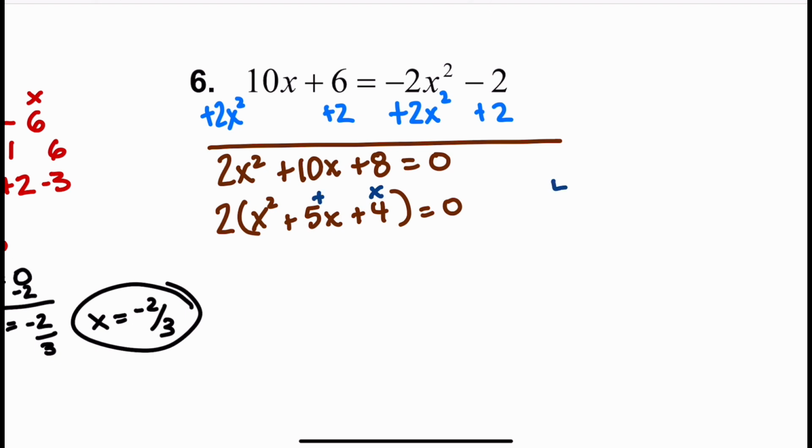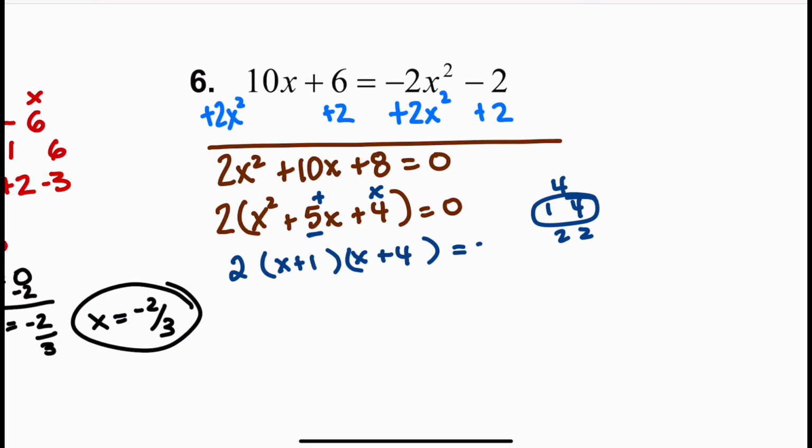So to multiply to 4, we have 1 and 4 or 2 and 2. Now 1 plus 4 equals 5, so those are going to be our numbers. We have our 2, and we put 2 parentheses. We want to multiply x and x together to get our x squared, and then we're going to have a plus 1 and a plus 4, and this is equal to 0.